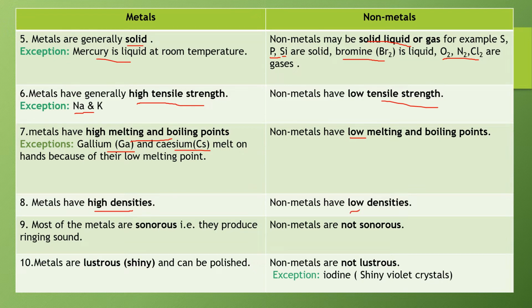Now most of the metals are sonorous. That means they produce a ringing sound. Now you can see the school bell. It rings because it is made up of metal and produces a ringing sound. That is, they are sonorous. On the other hand, non-metals are non-sonorous. Now metals are lustrous. That means they have shine on them and they can be polished. Non-metals are non-lustrous. Here the exception is iodine. Iodine is a solid non-metal and its crystal is shiny violet.